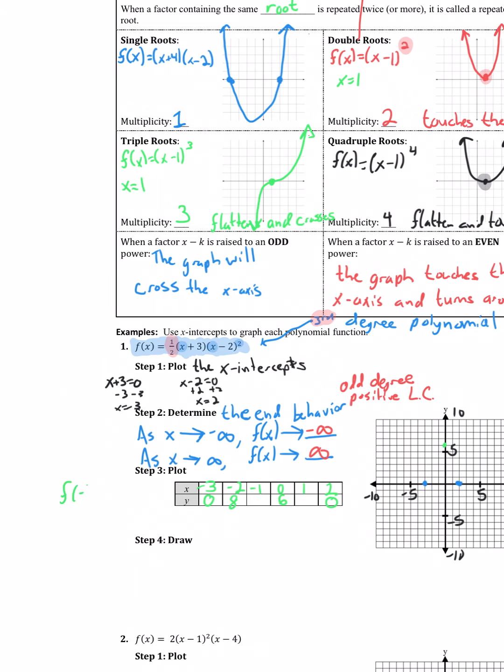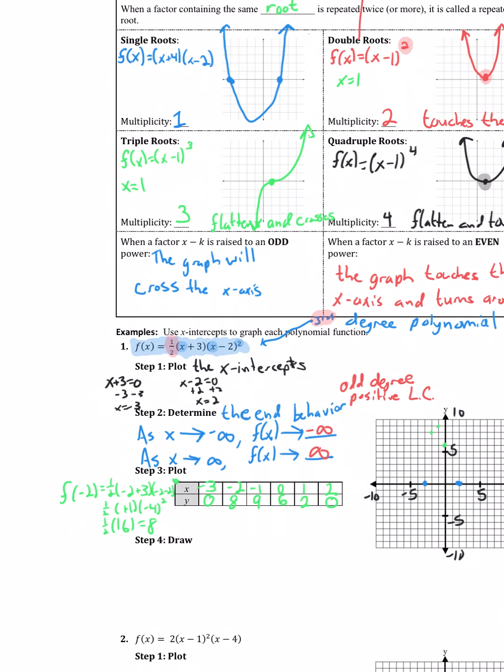And again, that's just plugging in -2: 1/2 times (-2 plus 3) times (-2 minus 2) squared. So the -2 plus 3 is positive 1, and this becomes -4 squared. I get 1/2 of 16, which is 8. That's where the 8 came from. If I plug in a -1, I get a 9. Plug in a 1, I get a 2. I did this a little earlier, so that's why I have the numbers down already.